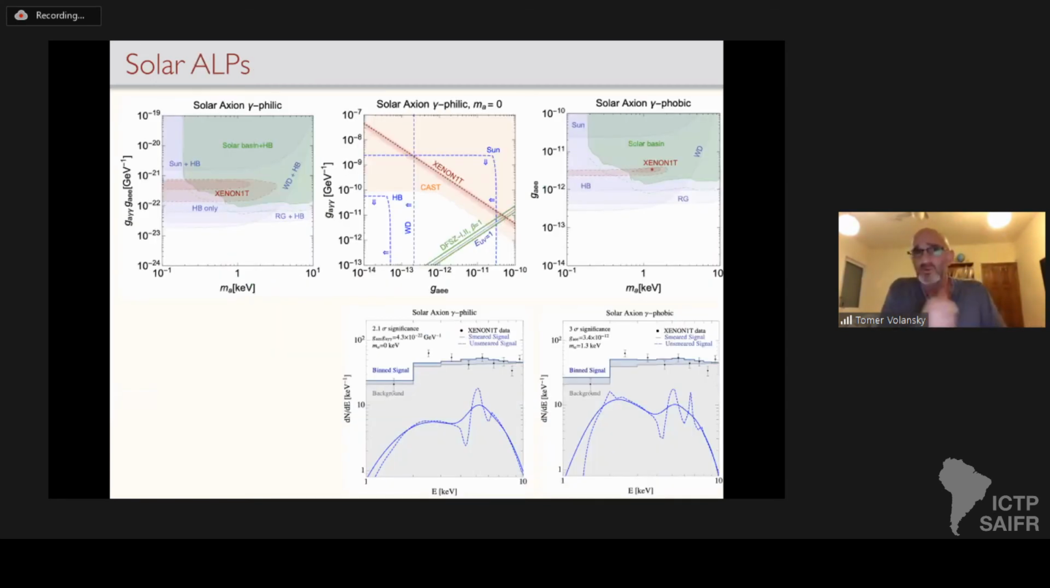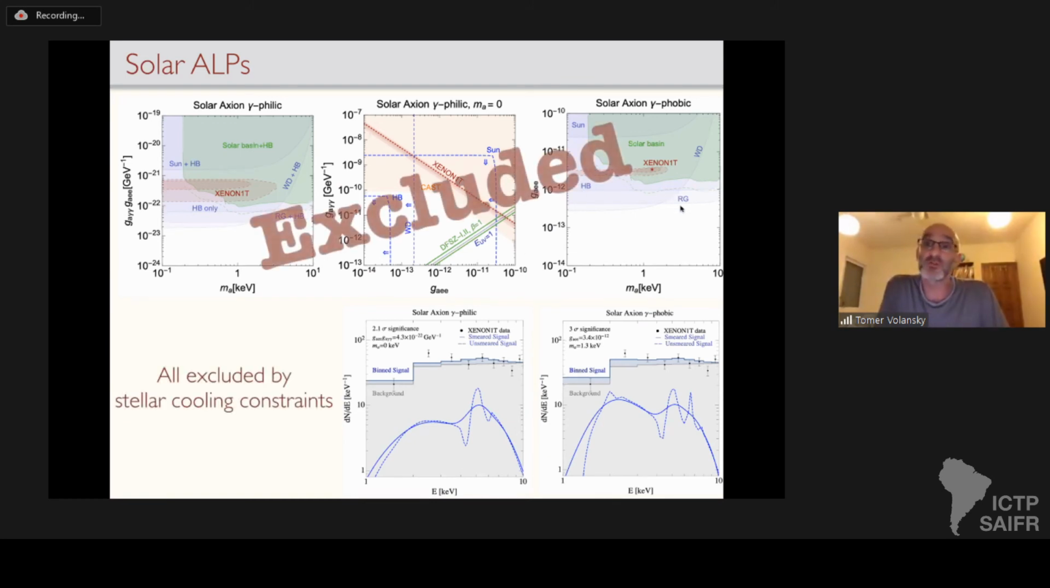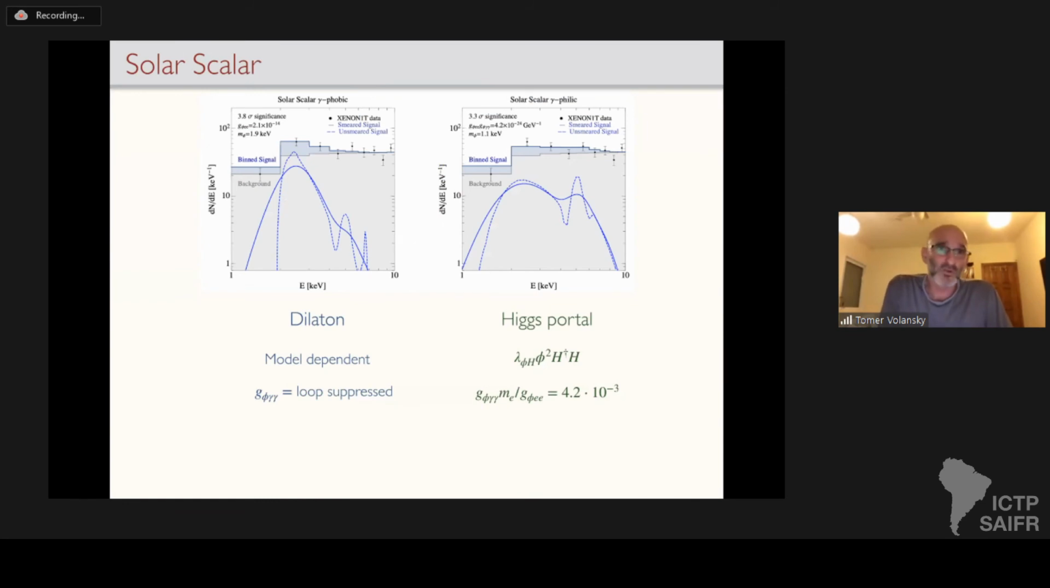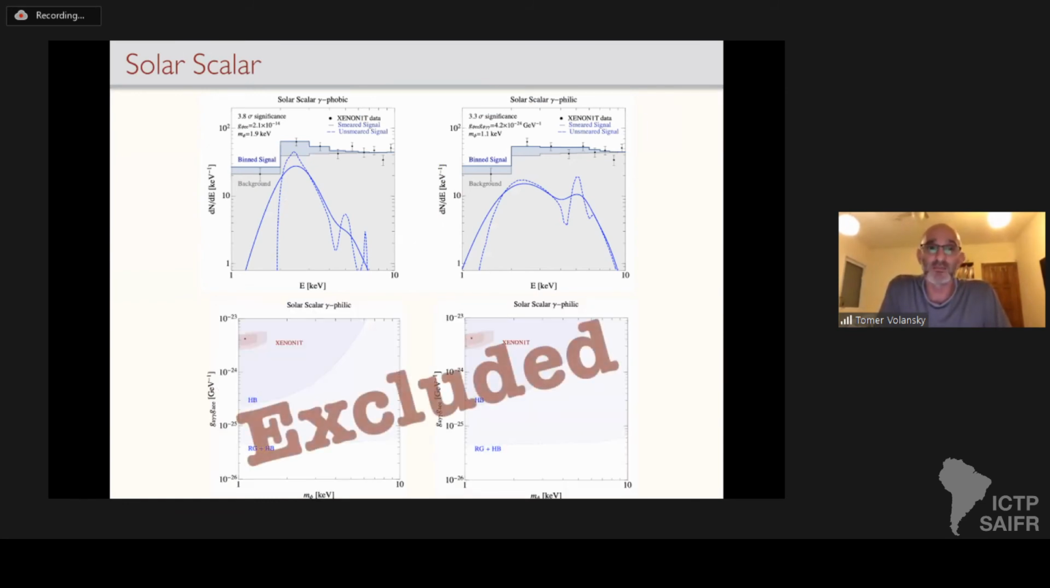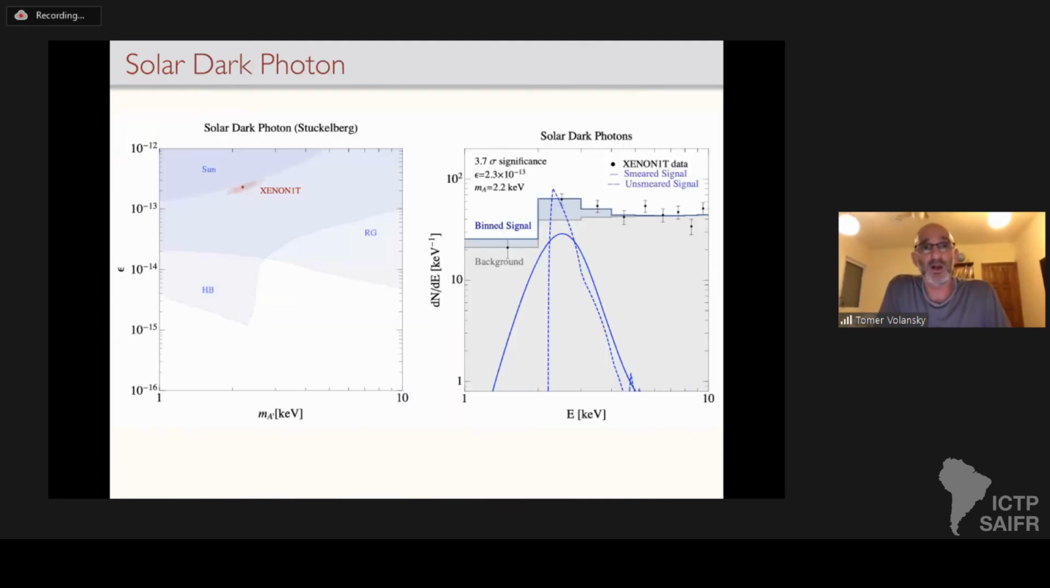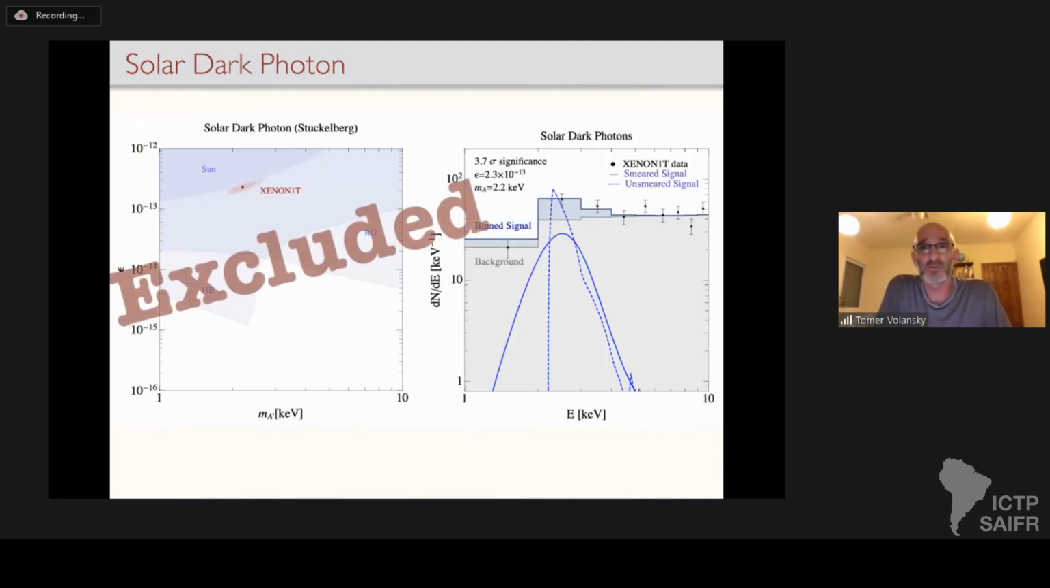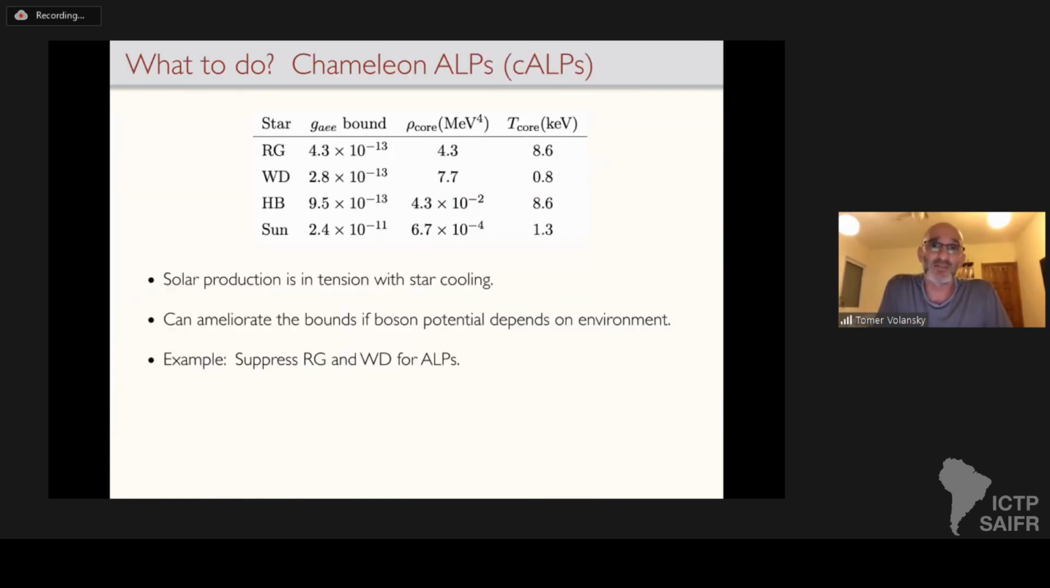So again, you can do it. You can have a photophilic and a photophobic solar axion, sorry, not dark matter. And bottom line is that all of them are excluded, again, because of the star cooling. So this is just dead. And you could also do solar scalars. It's excluded by solar cooling, and you can try the dark photon, and again, it's excluded by star cooling. So you could ask, is this the end? And the answer is no.